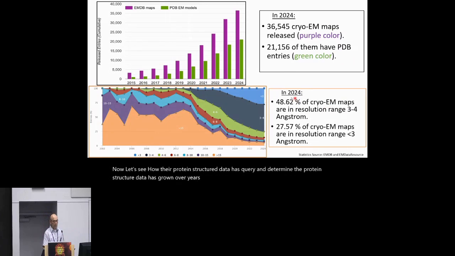Here you can see this purple bar represents the number of Cryo-EM density maps in EMDB. They grow very quickly. The green bars represent the number of protein structures built from these Cryo-EM density maps, also in the PDB, which also grows very quickly. Right now we have about 36,000 Cryo-EM density maps and about 21,000 large protein structures built from these density maps.